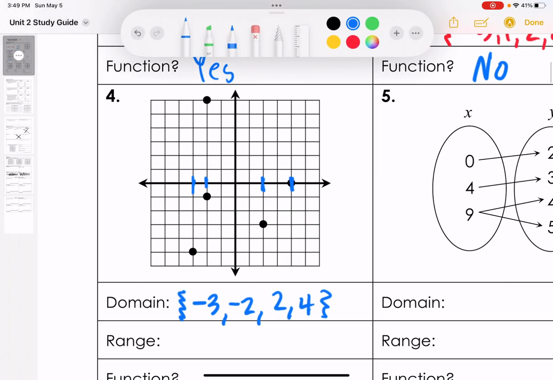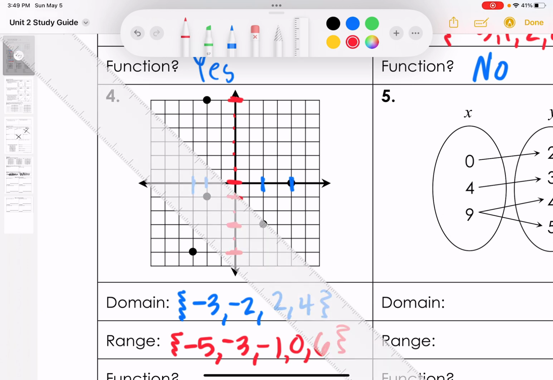And then I'm going to do the same thing for range. So this is -5, -3, -1, 0, 1, 2, 3, 4, 5, 6. And then for a graph, we use the vertical line test to see if it would pass. We're going to use the vertical line test to tell if it is a function or not.